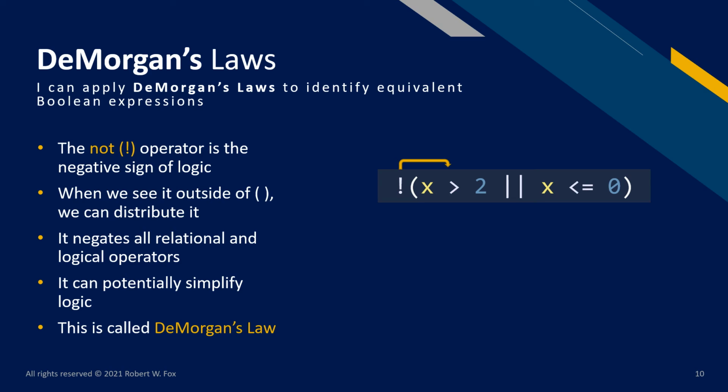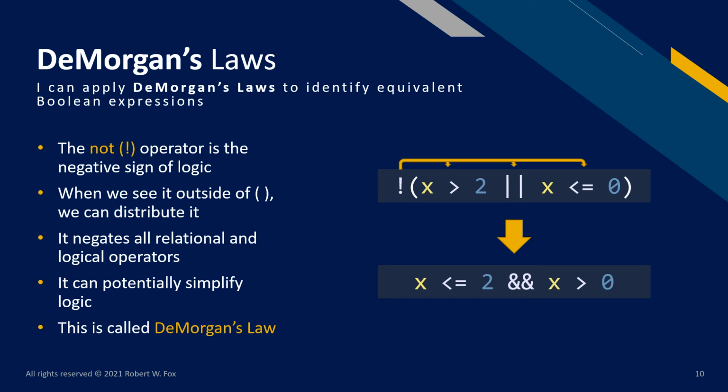And the opposite of greater than is less than or equal to. Then we apply the not to the or, and the opposite of or is and. And finally, we apply the not to our less than or equal to, and the opposite of less than or equal to is greater than. So this is the resulting expression, x less than 2 and x greater than 0. And it's much easier to evaluate because the only numbers that are bigger than 0 and less than or equal to 2 are the numbers 1 or 2.